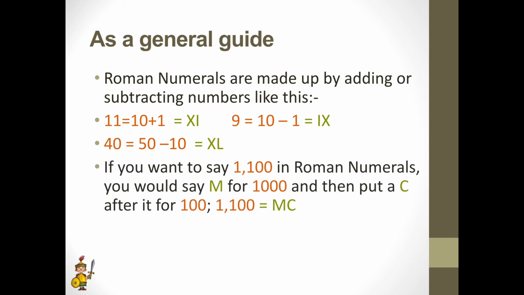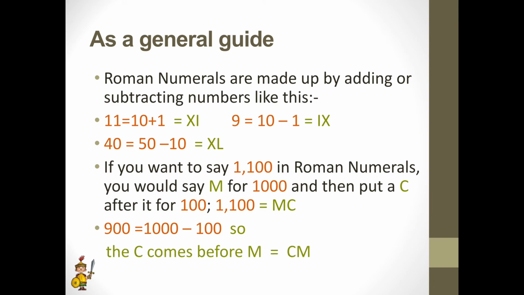If you want to say 1100 in Roman numerals, you would say M for 1000 and then put a C after it for 100. So 1100 would be MC. M is 1000 and C is 100. 900 is equal to 1000 minus 100. So the C comes before M and not after M in this case.